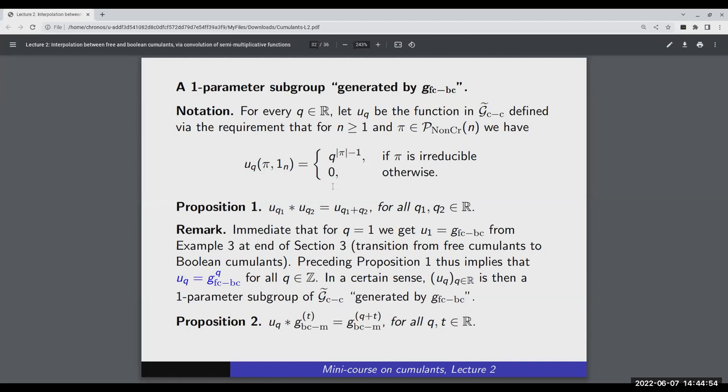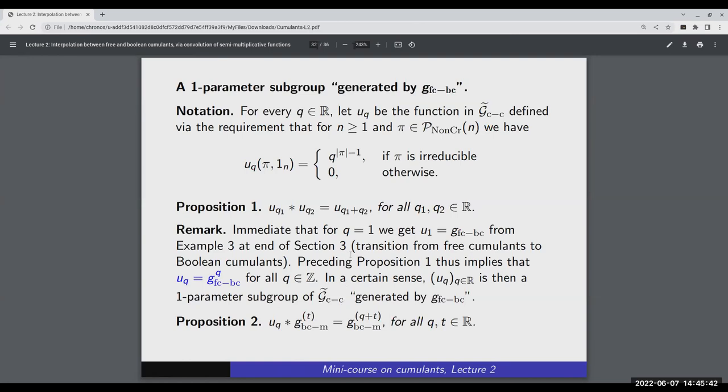So this makes it clear that it is of cumulant to cumulant type. And then some calculations show that in fact this is a one parameter subgroup of G tilde C dash C. That's one thing. And the other thing, which demystifies the whole thing, is that these transitions from T Boolean cumulants to moments, which are on the right coset of the group, it's the action of the U_Q's which makes it happen.